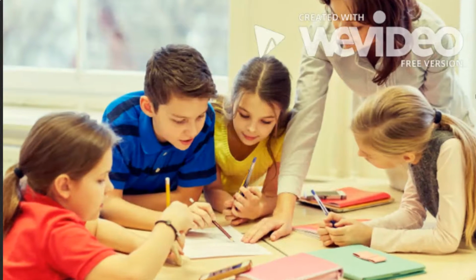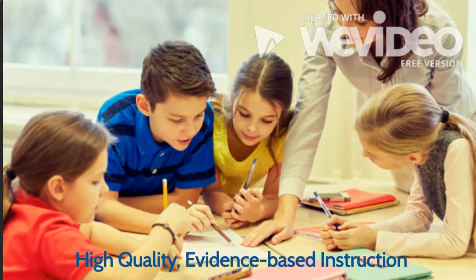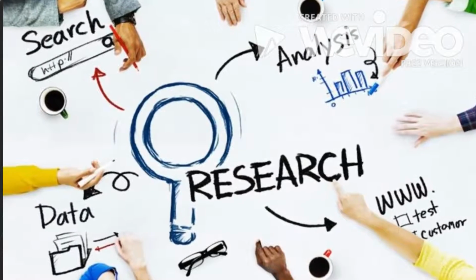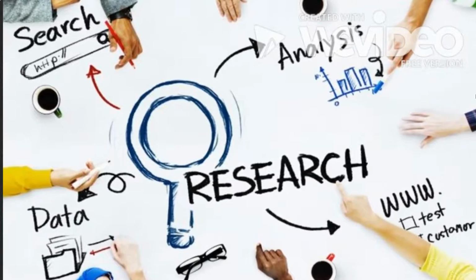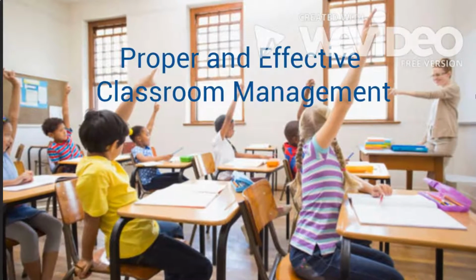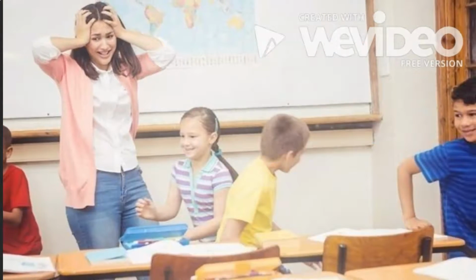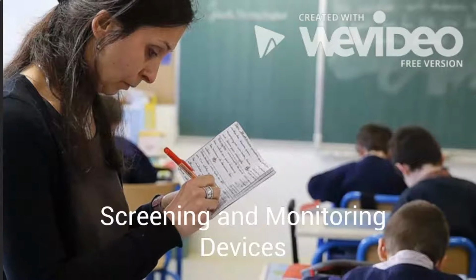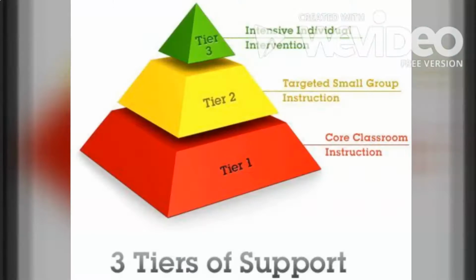In order for RTI to be effective in the classroom, teachers must use high-quality, evidence-based instruction for their students. This means that teachers should be considering peer-reviewed research when designing their lessons. Secondly, teachers must implement proper and effective classroom management skills. RTI will not work properly if the students in the classroom are consistently misbehaving. Lastly, teachers must use screening and monitoring devices. RTI will be more effective if teachers know which levels to place students in the beginning of the year and when it's appropriate to move them to a different level.